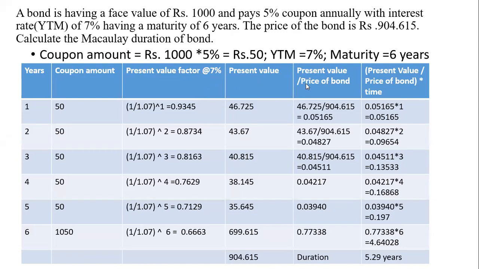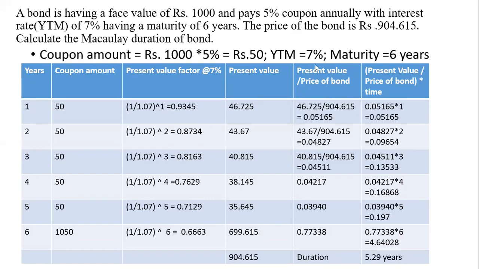Next, we take present value divided by price of bond. Price of bond is already given in the question. By dividing with the price of bond, the current market price is 904.65. After dividing with price of bond, you will get the fifth column. So this is the proportion of bond value or weightage. Present value divided by price of bond is nothing but the weight of the bond, that is proportion of bond value.